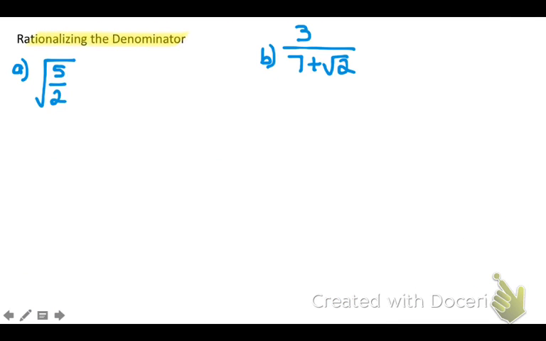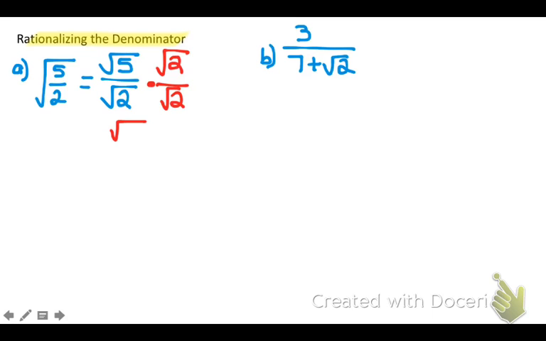Here we need to rationalize the denominator, and I have 2 different examples. For the first example, we're going to start off like we did on the previous slide. We're going to create 2 separate radical expressions, and then we will multiply the numerator and the denominator by the square root of 2. Square root of 2 over the square root of 2 is equal to 1, so we're not really changing the value. So we end up with the square root of 10 over the square root of 4, and that simplifies to the square root of 10 over 2.